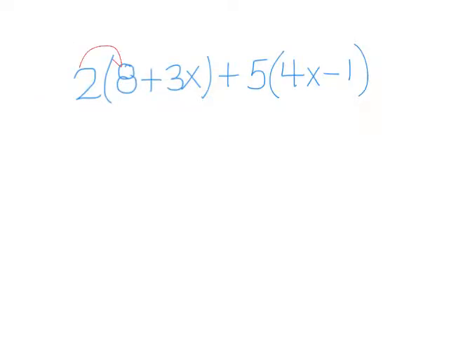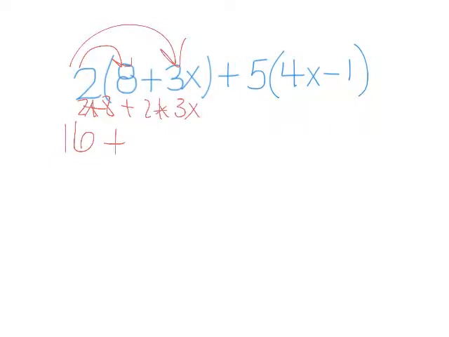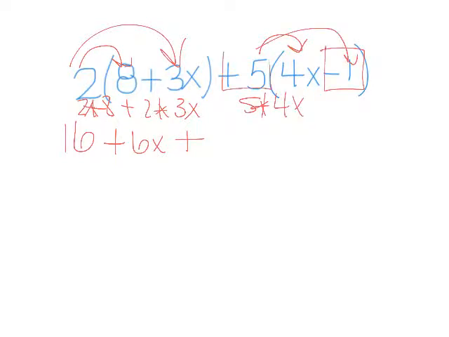Take the term out front and multiply it by just the numbers inside the parentheses. So that's 2 times 8, which is 16, plus 2 times 3x, which is 6x. Copy the plus signs. We're always adding, remember. 5 times 4x, and then take the sign in front here, so it's like a negative 1, it's like a plus 5, 5 times negative 1. So we got 20x minus 5.